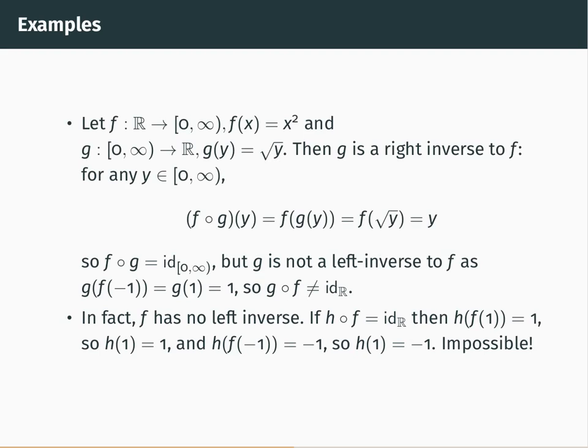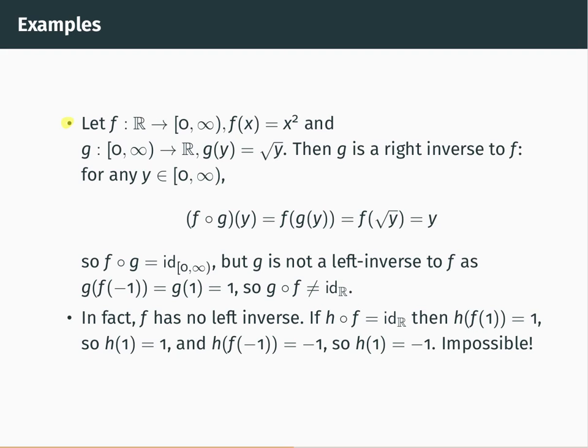Let's look at some examples of functions which do and don't have left and right inverses, beginning with the function f from the real numbers to the non-negative real numbers, whose rule is f of x equals x squared, and g, which is a function from the non-negative real numbers to the real numbers, such that g of y is equal to the square root of y. In that case, there ought to be some kind of inverse relationship between g and f, because squaring something is pretty much the inverse of square rooting it. So let's explore exactly what's going on there.